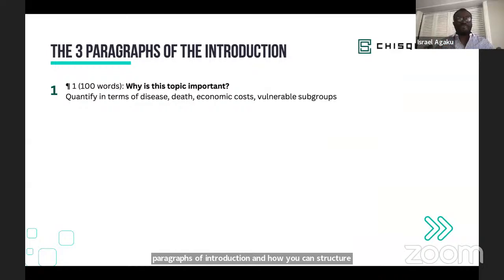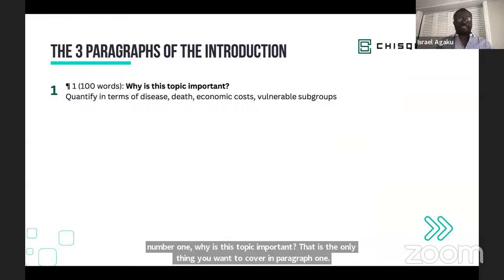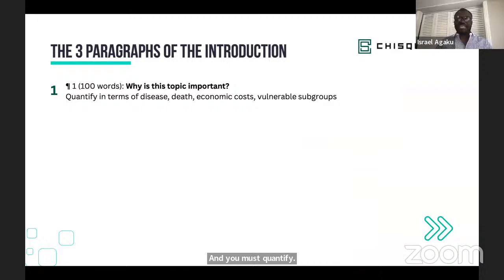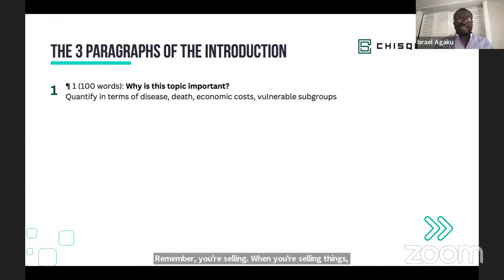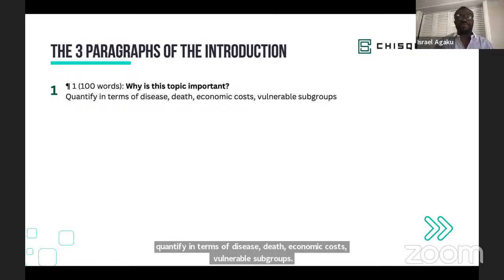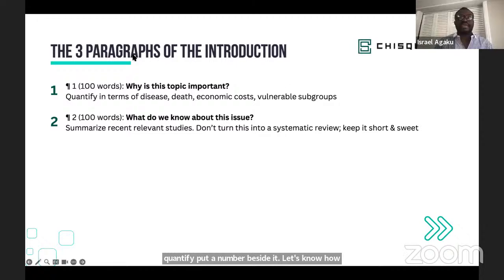Paragraph number 1, why is this topic important? That is the only thing you want to cover in paragraph 1. And you must quantify. You can't tell me something is important and then just base it on some narrative, a story. No, you have to give me numbers. Remember, you're selling. When you're selling things, you have to bring the hard, cold numbers. So quantify in terms of disease, death, economic costs, vulnerable subgroups. Put a number beside it. Let's know how important this issue is. You should limit it to about 100 words.